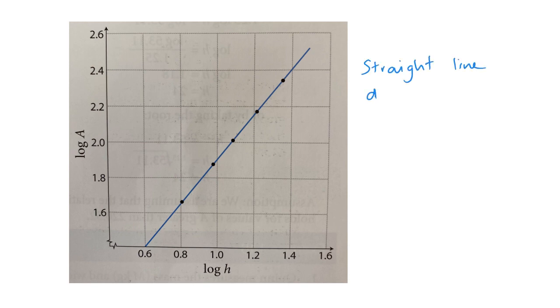Okay, so the points all form a straight line. If you're trying to verify this relationship, they have to be in a straight line. If they were all over the place, so if you had one point here and then another point up here and another point here and another point up here, that wouldn't verify the relationship. But because they're all in a straight line, we can say that the relationship of A equals b h to the power of n is verified.